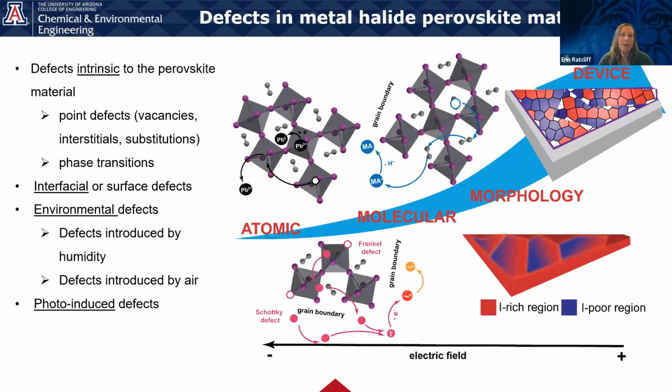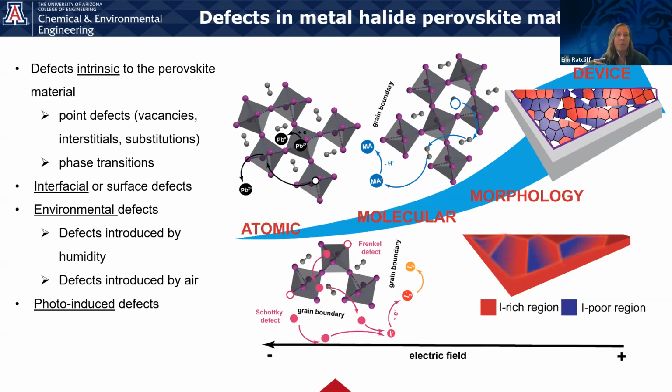Right? If we think about this from a very fundamental perspective, there are intrinsic defects, point defects, and phase transitions that arise from chemical and physical properties of the materials themselves. Then, of course, as soon as we interface the perovskites with hole transport layers, electron transport layers, or buffer layers, this introduces a different form of defects, surface defects that can contribute to surface recombination. And these materials are very dynamic, so the defects can evolve with time.